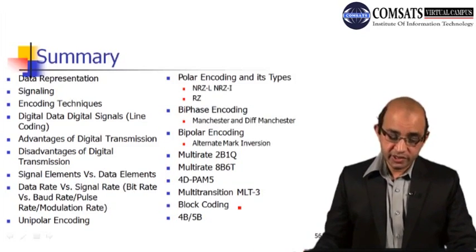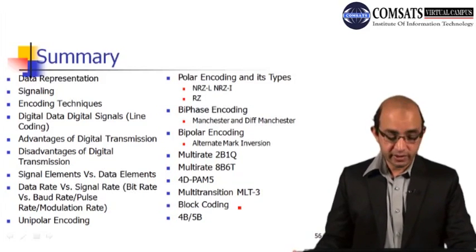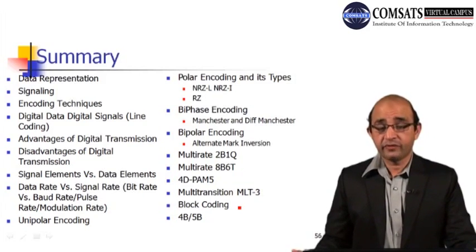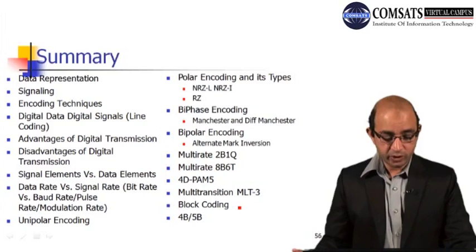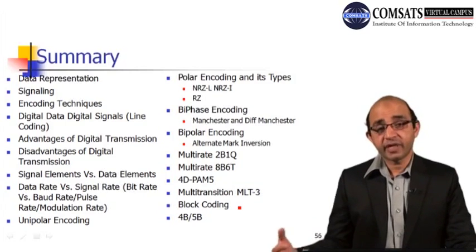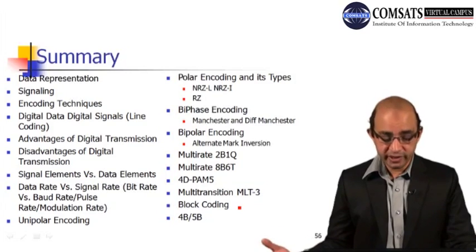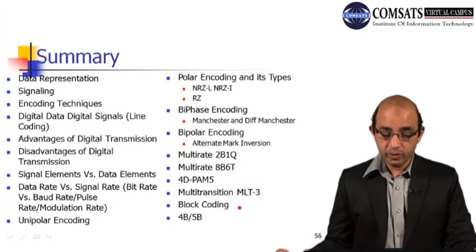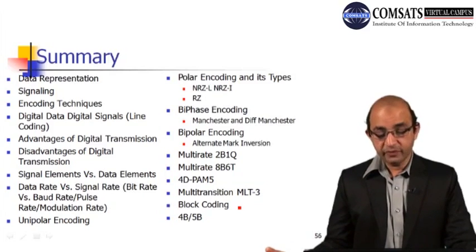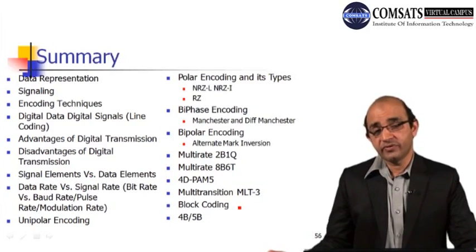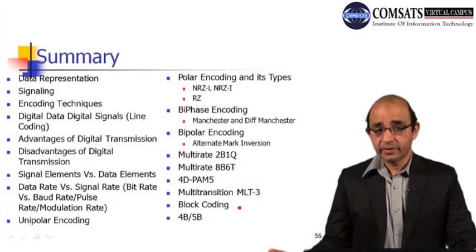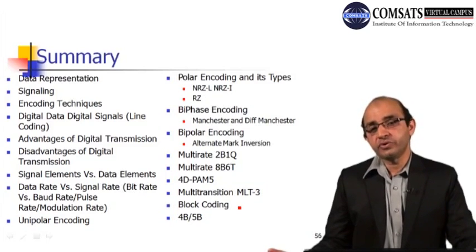We talked about the advantages and disadvantages of digital transmission, and then the bit rate and baud rate, which are very important parameters when we talk about data transmission. Then we talked about different types of encoding schemes. We discussed unipolar, polar, biphase encoding, and then bipolar encoding. We also talked about different choices: line encoding, block codes, and scrambling. Line coding is a must, and the other two can be used accordingly, right?